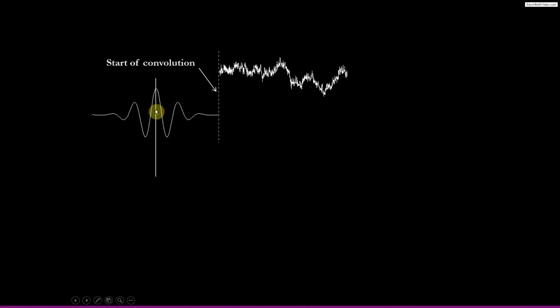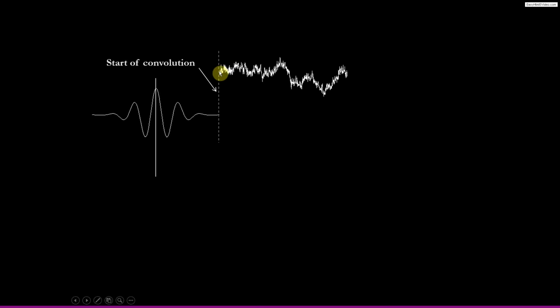Here I've drawn this vertical line to remind you that the result of convolution between this wavelet and this data is going to start here. So the first point in the result of convolution is going to be in the center of the wavelet, which is all the way out here, well before the EEG data actually start.